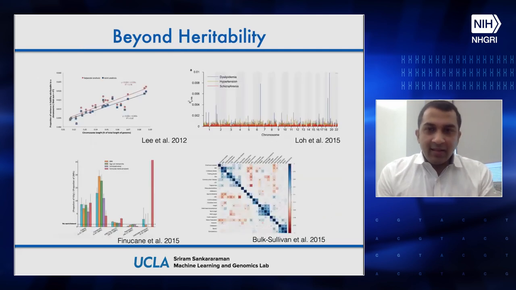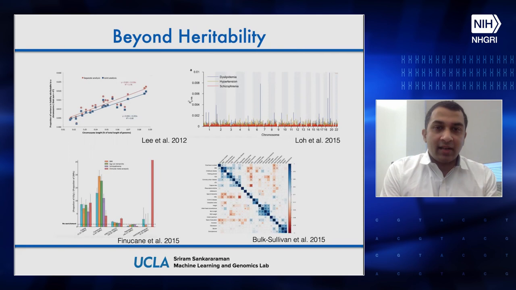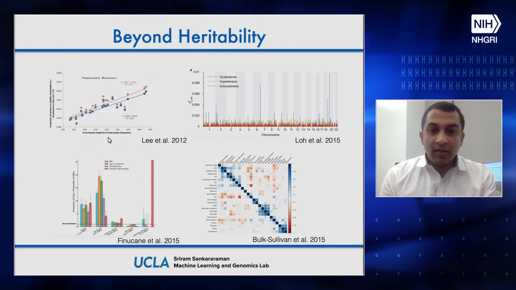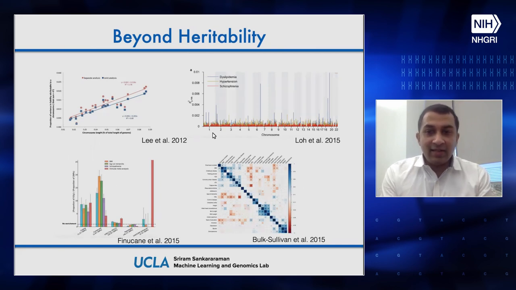Now, heritability is a single parameter. However, there have been a number of studies which have gone beyond a single parameter that describes genetic architecture. They have looked at how heritability varies across chromosomes, across specific genomic loci, across functional annotations, as well as across traits. Each of these analyses has revealed interesting, important insights into genetic architecture.